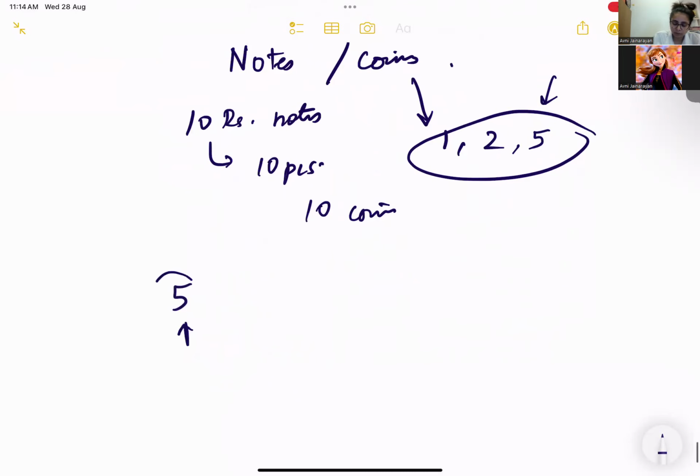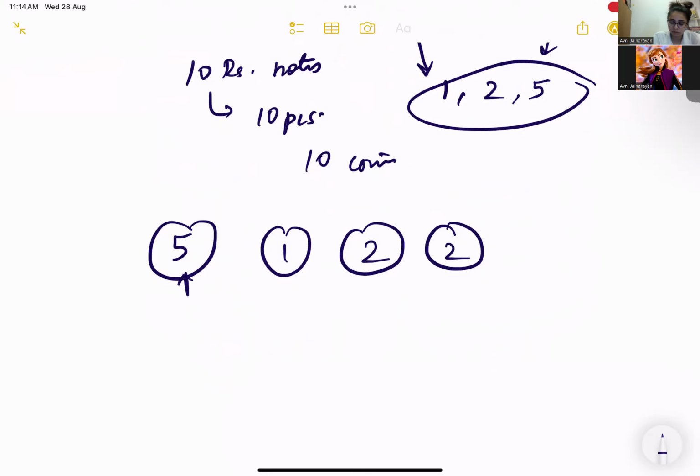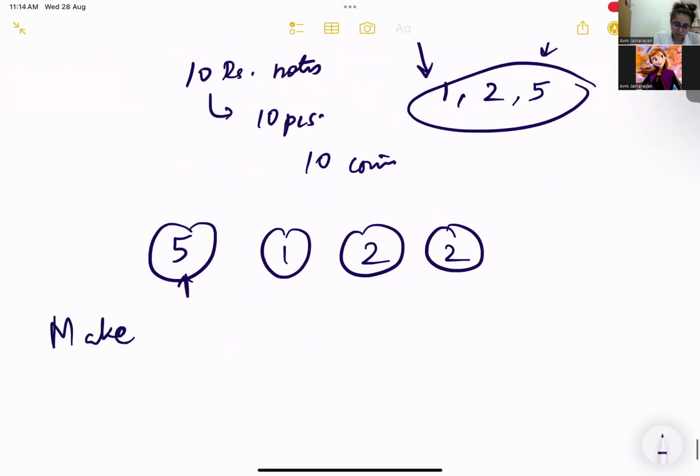With this, the child can make 10 using different ways, like say one 5 rupee coin and say two 2 rupee coins. There are many combinations, permutations and combinations over here, through which the child can make 10. And that's where we spend some time on how to make 10.